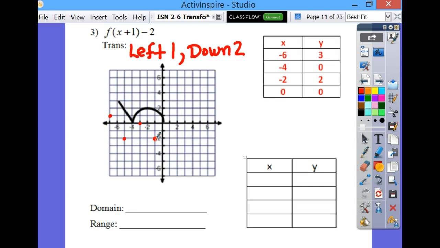I haven't changed the shape. I've only moved it, and so it will still have the same shape. If you want to, you can use the table. Instead of x plus 1, it will be x minus 1 and y minus 2. So our new table will be -7, -5, -3, -1.